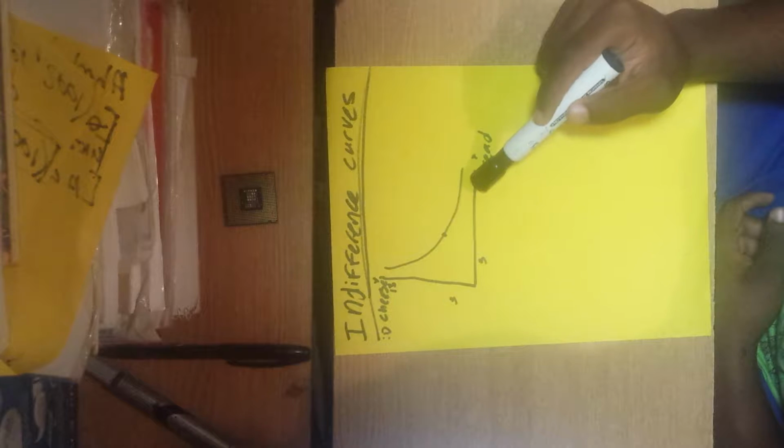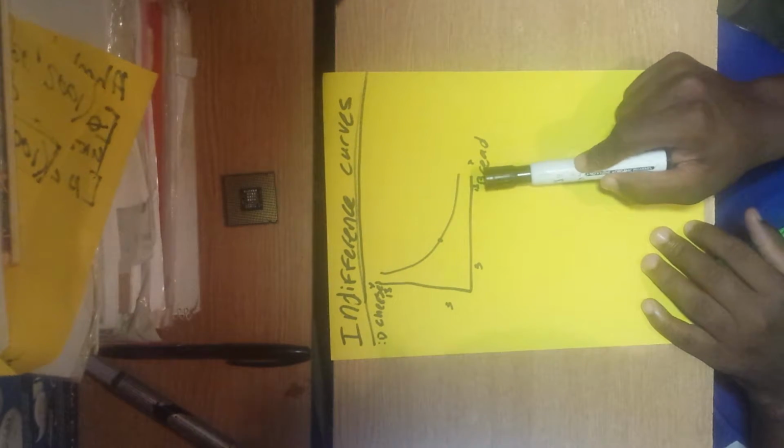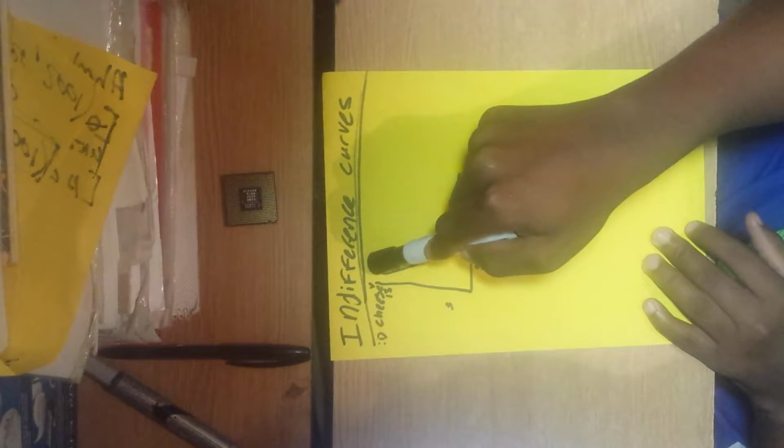So I could buy 15 loaves of bread. Here, let's say that's 15. Could buy 15 loaves of bread and 3 slices of cheese, or I could buy 3 slices of cheese and 15 loaves of bread.